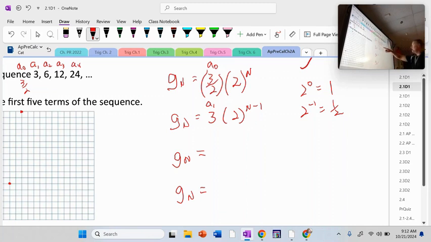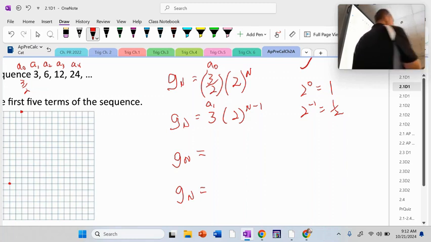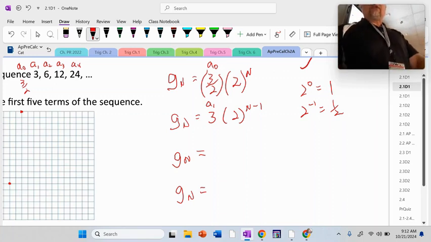And then 4, well, 4 minus 1 is 3. 2 to the third is 8. 8 times 3 is 24. So this formula produced G of 4. And why are we using G? Because geometric. A, arithmetic, but usually for sequences, we use A sub n's. But anyway, G just for geometric.